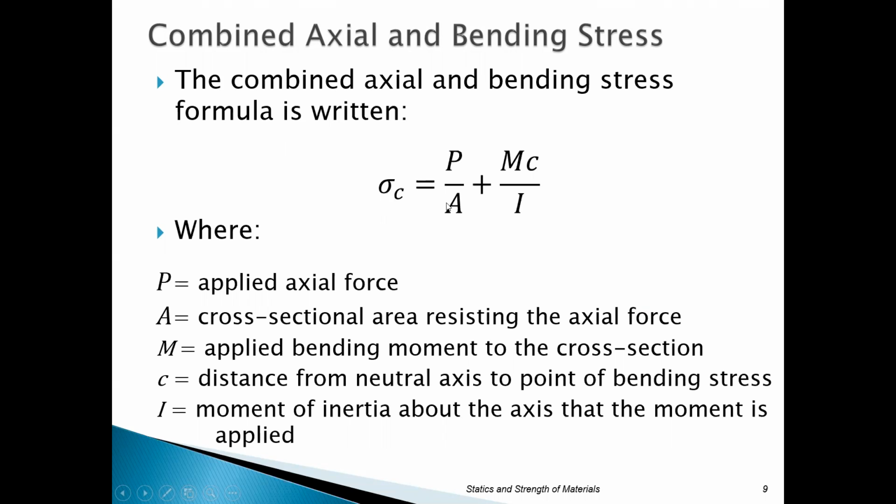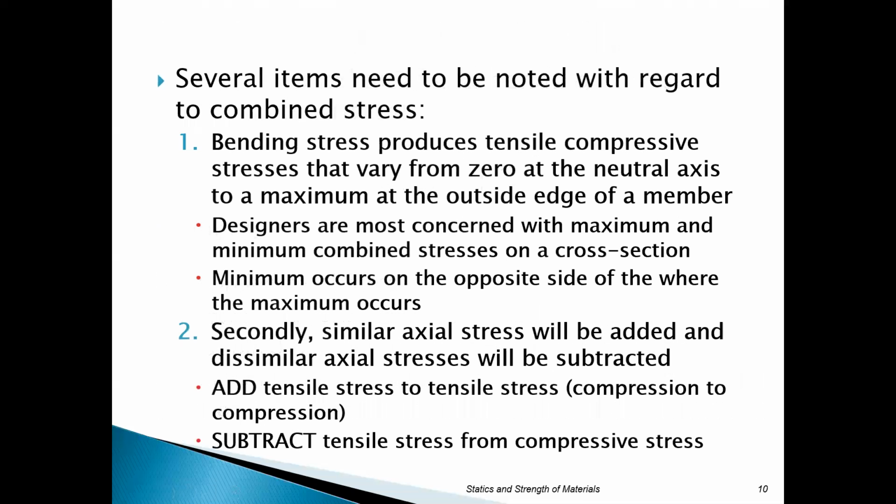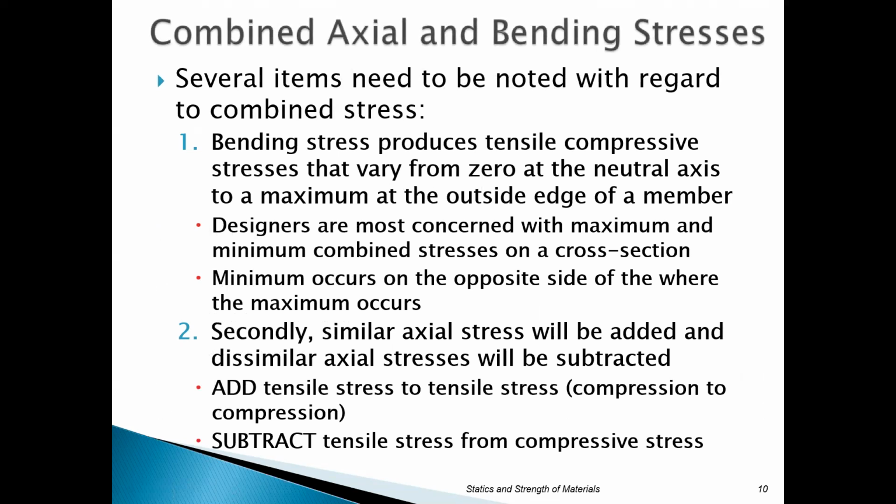So that's your applied force divided by cross-sectional area, plus the bending stress that develops, which is our equation, MC over I. And the difference here is this is the cross-sectional area that's resisting the axial force. And here we have to calculate the moment if the moment is not already given. So there are going to be different things you'll have to look at when you get into this. Okay, and the other thing is some things we have to consider with regard to combined stresses.